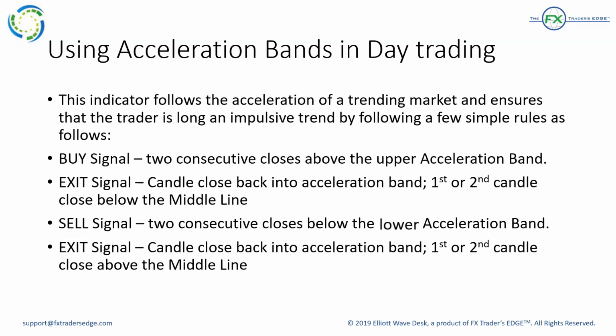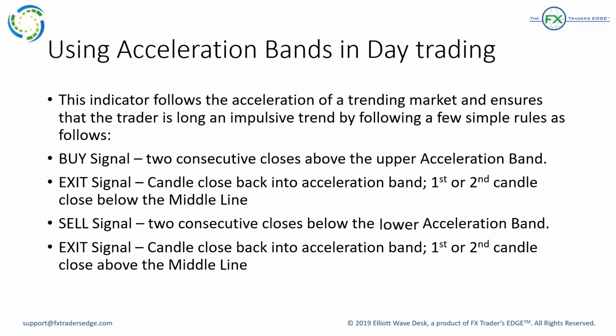This indicator follows the acceleration of a trending market and ensures that the trader is along an impulsive trend by following a few simple rules as follows. The buy signal is with two consecutive closes above the upper acceleration band. And I've noted here three exit signals. The first is the candle closes back into the acceleration band. The second is the first candle closed below the middle line, and the third is the second candle closed below the middle line. The opposite is true for the sell signal.